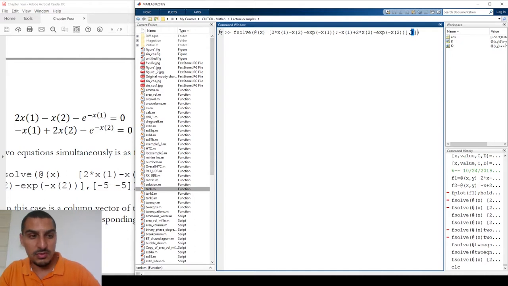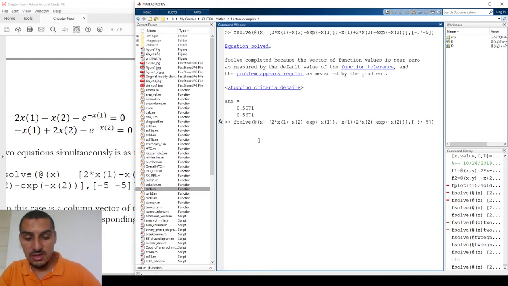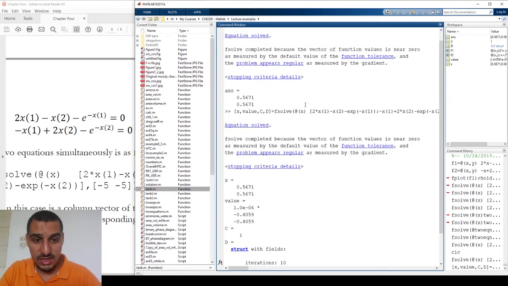The initial values are going to be put the same way, -5 and -5. And now we can get it solved. It said the equation is solved, and the same message that we got before. We can also do the same thing that we did before of getting more than one output. So I can ask it to get x and fval, and we get c and d, the same thing. It's going to show you everything. So it's solving and doing everything as we did before. But again, the only difference is how we put the inputs and the initial values.